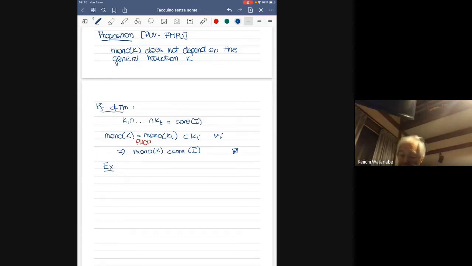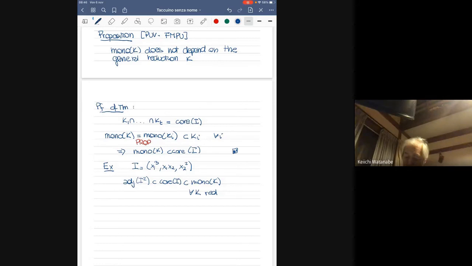So in our example, the ideal, if you remember, was (x1^3, x1x2, x2^2). Now, we always know that the adjoint of I^2 is contained in the core, and by what I said just now, is always contained in the mono. Actually, you have an equality in this case because it's a zero-dimensional ideal, but it doesn't matter. But it's contained in the mono of K for every K, actually. You don't even need general K, for every reduction.